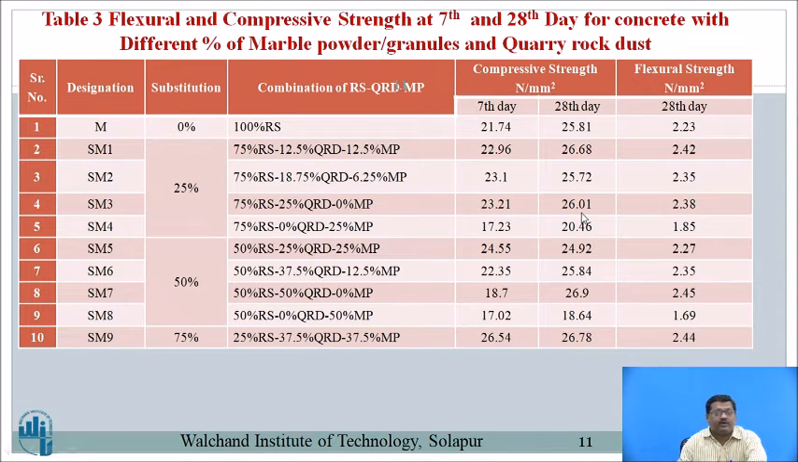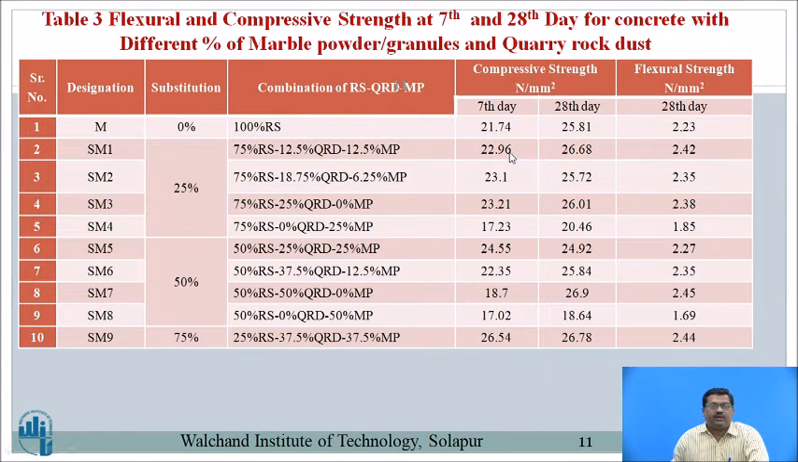Now, let us go for the results of the hardened concrete. Here, if you observe, compressive strength at 7 day and 28 day is presented, and even the flexural strength is also presented. So, all three strengths are compared here, basically compressive and flexural strength. All the mixes are having substitution, the same table, but the comparative point is strength. For 100% river sand, the 7 day and 28 day compressive strengths are 21.74 and 25.81 respectively, and the flexural strength is 2.23.